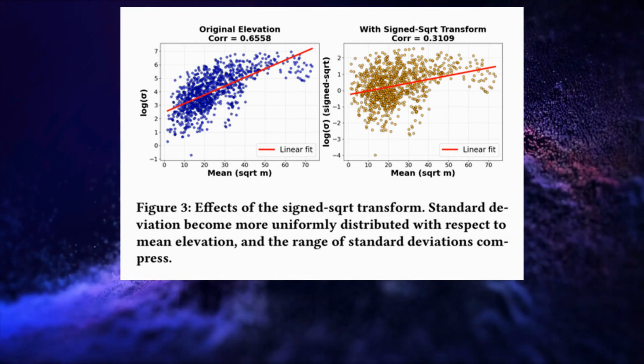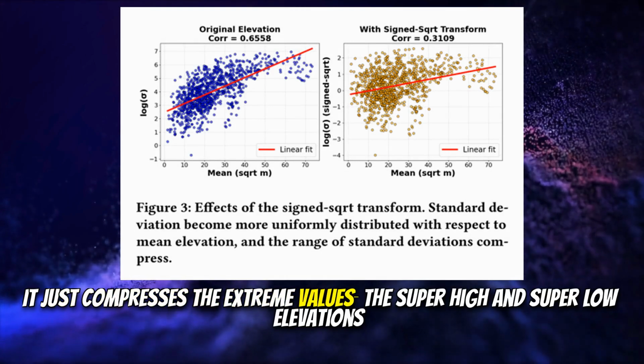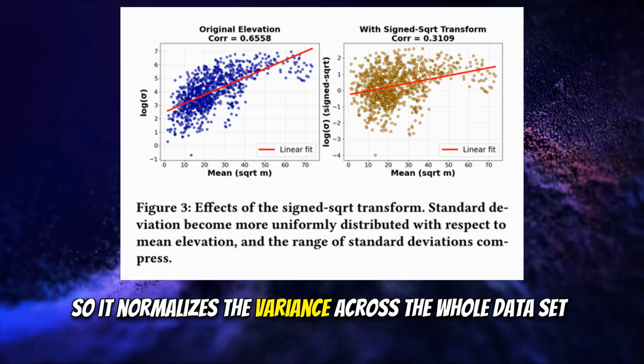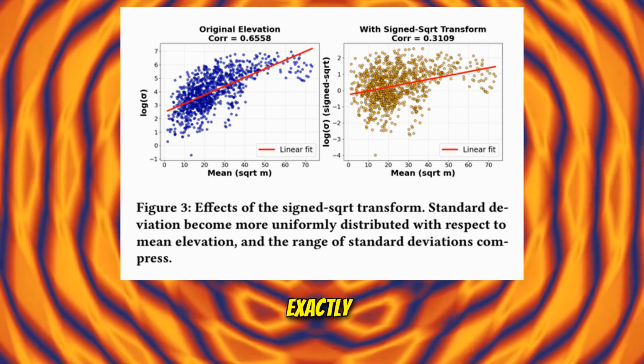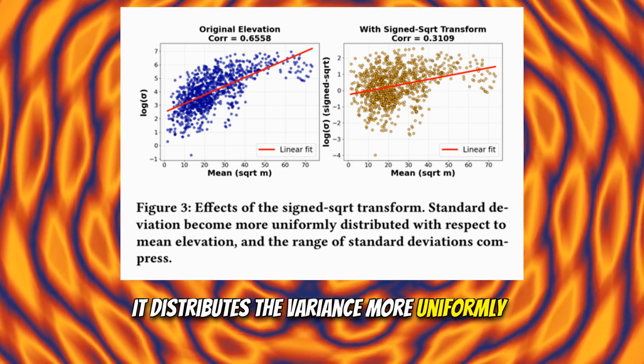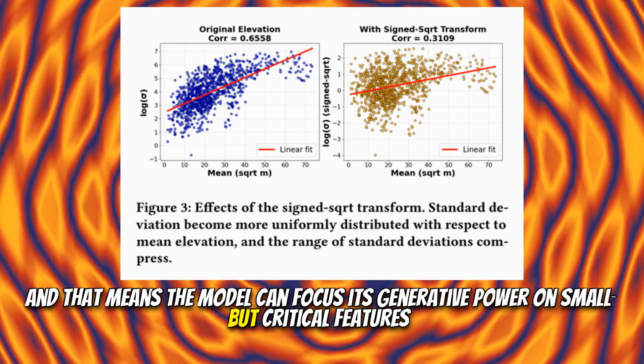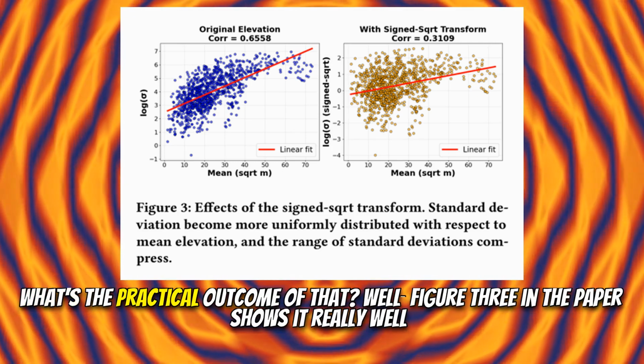Zeta maps to sine. It just compresses the extreme values, the super high and super low elevations. So it normalizes the variance across the whole data set. Exactly. It distributes the variance more uniformly. And that means the model can focus its generative power on small but critical features. What's the practical outcome of that?